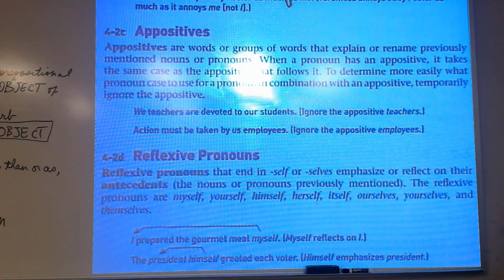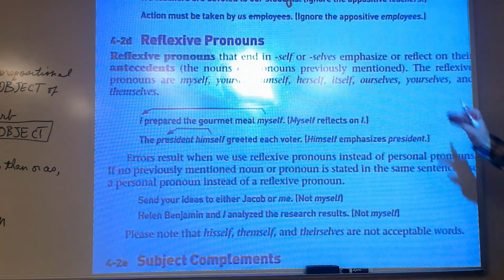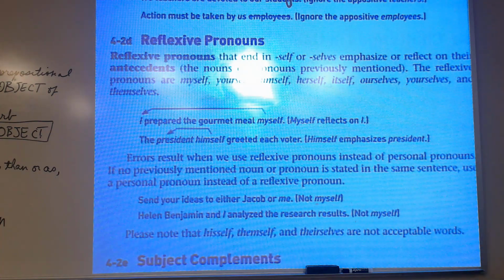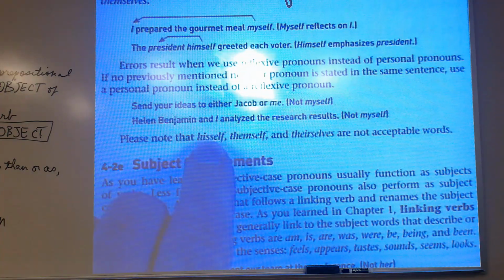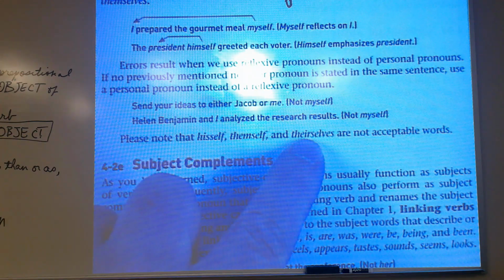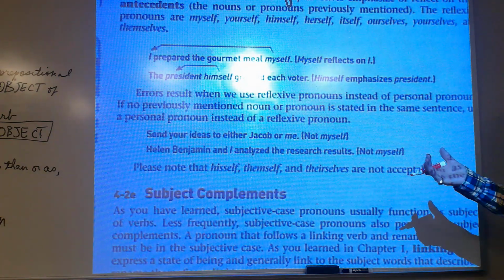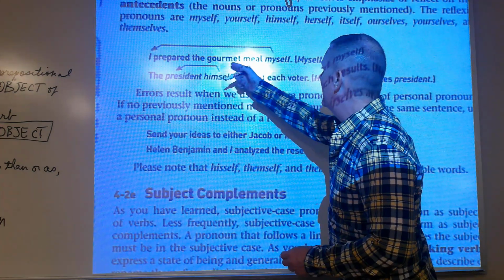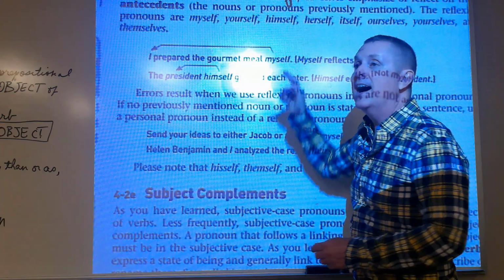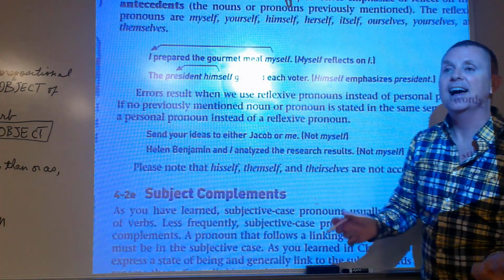Avoid reflexive pronouns unless it feels natural to do so. Reflexive pronouns end with self or selves, like myself, yourself, himself, herself, itself, ourselves, yourselves, and themselves. Notice that there's no such word as hisself, themself, and theirselves. Okay? I prepared the gourmet meal myself. There it sounds natural instead of saying I prepared the gourmet meal my or me. It's okay to be reflexive right there. It refers back to the pronoun I.